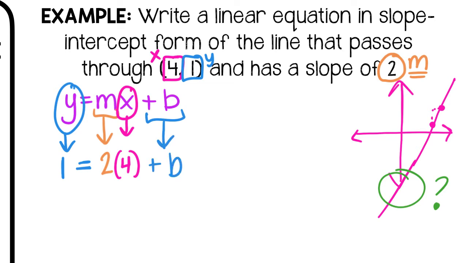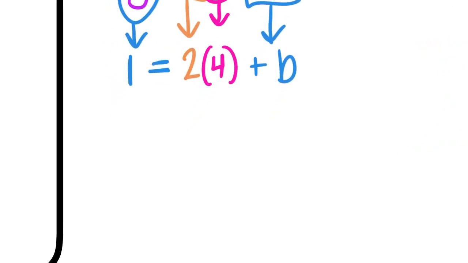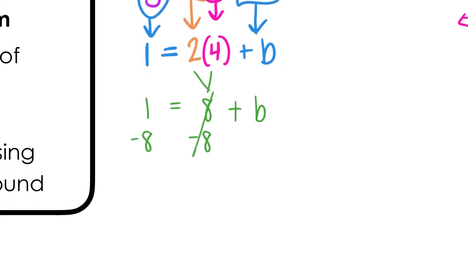And now if you see what we have left here, you have a nice equation where you can actually solve this for b. So let's do that. 2 times 4 is 8. So now we have 8 plus b equals 1. And then you could subtract the 8 from both sides. And b is going to equal negative 7.